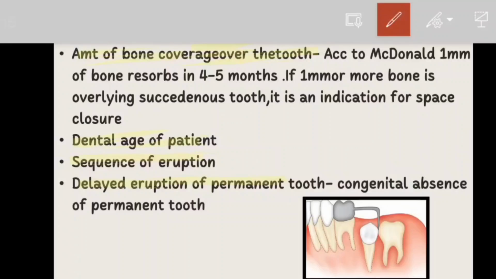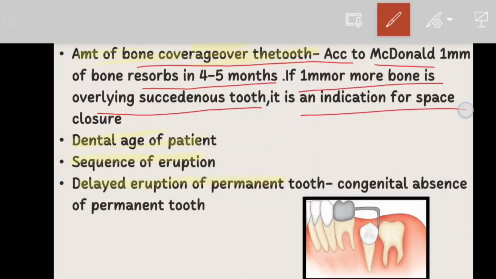Now the next feature is the amount of bone coverage over the tooth. According to McDonald, 1 mm of bone resolves in 4 to 5 months, and if 1 mm or more bone is overlying the succeeding teeth, it is an indication for space closure. If more bone covers the permanent tooth, which is more than 1 mm, there are higher chances of space closure. So here we need the space maintainer.